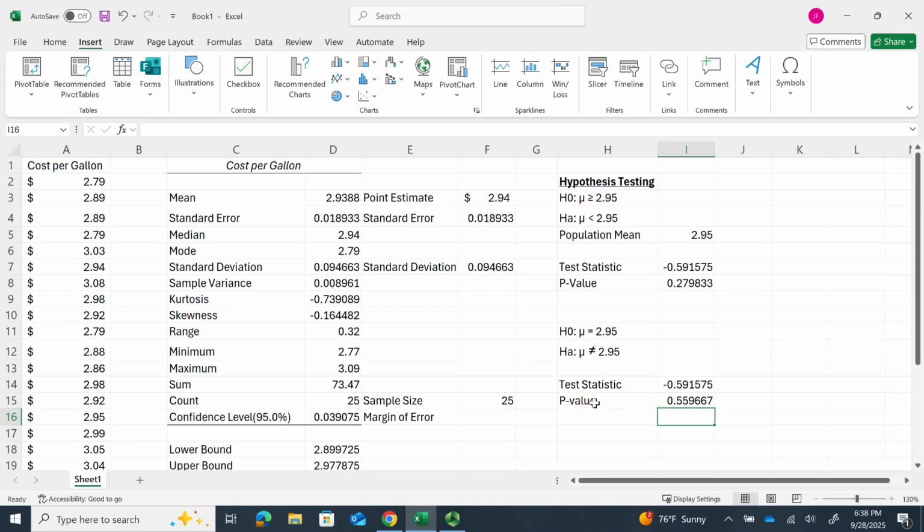The other thing I want to point out too with the p-value, if you take and you double 0.279883, you get that same exact value right there for a two-tailed test. So hopefully this helps you with navigating Excel and generating the test statistic and the p-value for hypothesis testing.